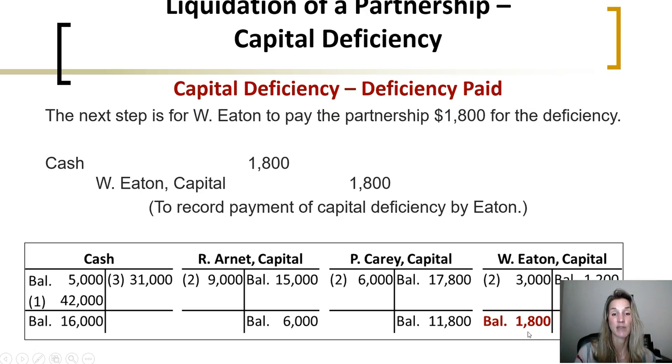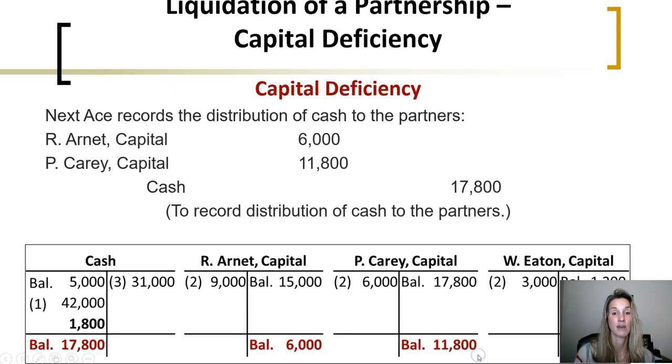We can request that the owner with the deficient capital balance essentially pay it back to the partnership. So Eaton contributes cash to make up the deficiency in the account. The partnership debits cash and credits Eaton's capital account to clear out that deficiency.